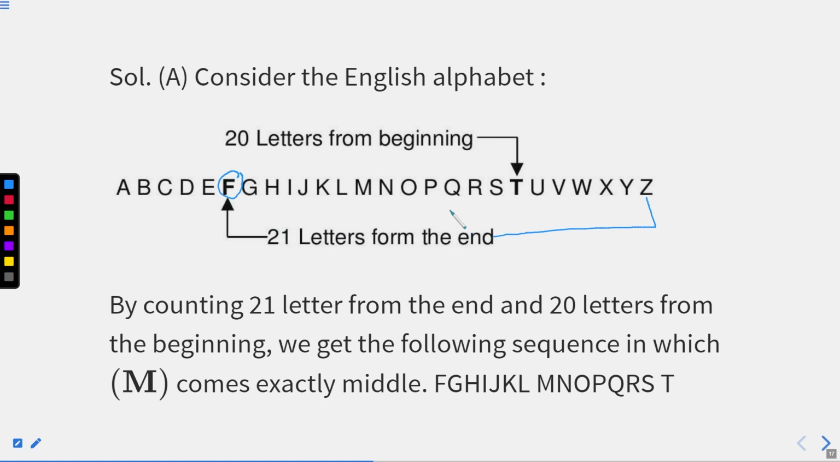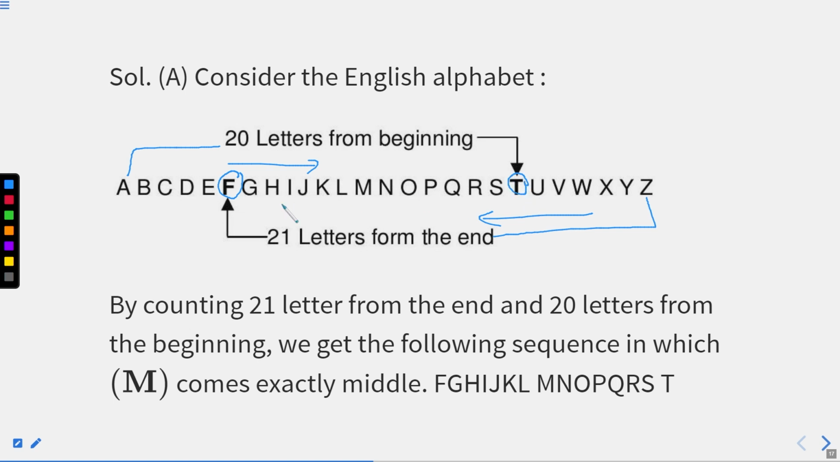I hope it is clear. We are counting in the left direction now. If we count from the A from the beginning and move 20 letters ahead, we are going to move to the right direction. We'll reach till word number 20, that is T.